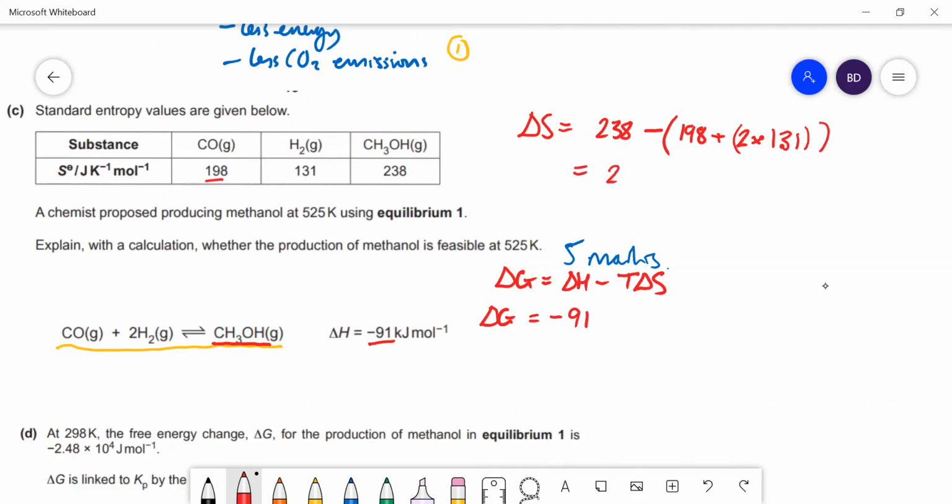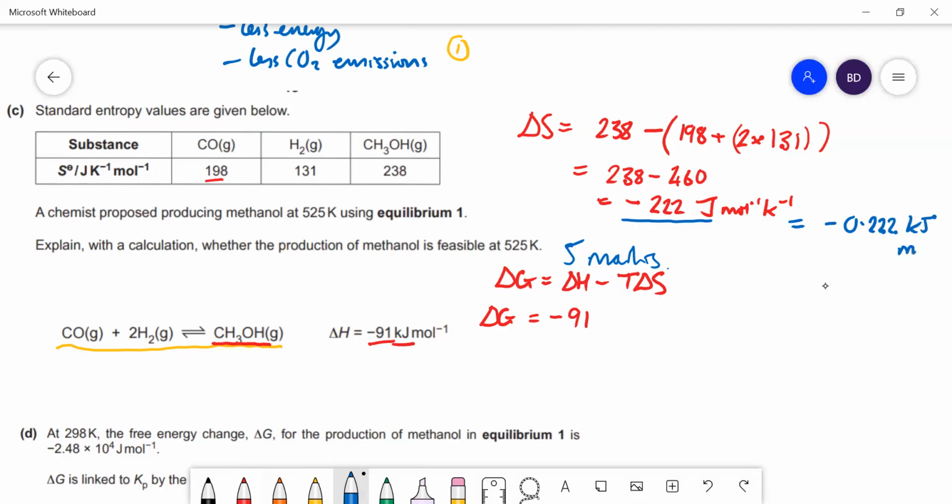So that's 238 minus 460, and that gives us a value of minus 222. And very importantly, that is in joules per mole per Kelvin, not in kilojoules, whereas delta H is measured in kilojoules. So we need to convert this value into kilojoules. That is equal to minus 0.22 kilojoules per mole per Kelvin.